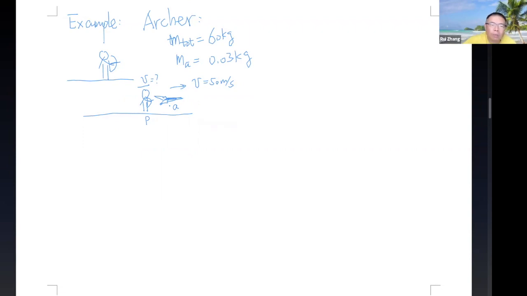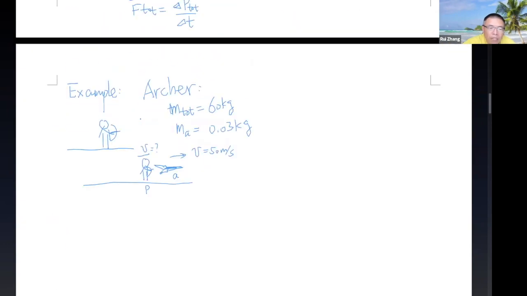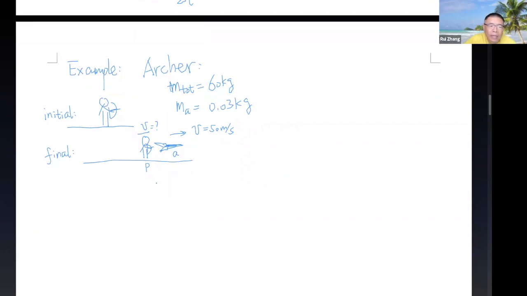To use momentum conservation to solve problems, we need to use this simple relation. That means we need to specify two states: the initial state and the final state. Let's start from here: Pi equals Pf, that's the momentum conservation.